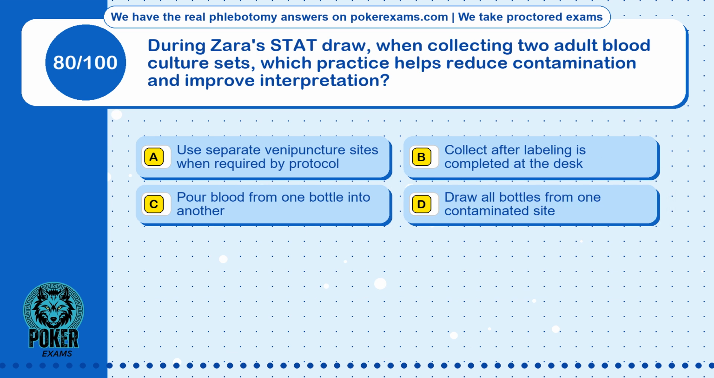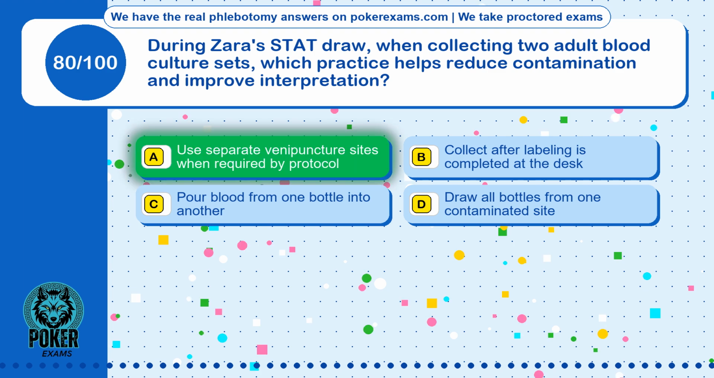Question 80. During Xerostat draw, when collecting 2 adult blood culture sets, which practice helps reduce contamination and improve interpretation? Option A. Use separate venipuncture sites when required by protocol. Option B. Collect after labeling is completed at the desk. Option C. Pour blood from one bottle into another. Option D. Draw all bottles from one contaminated site.